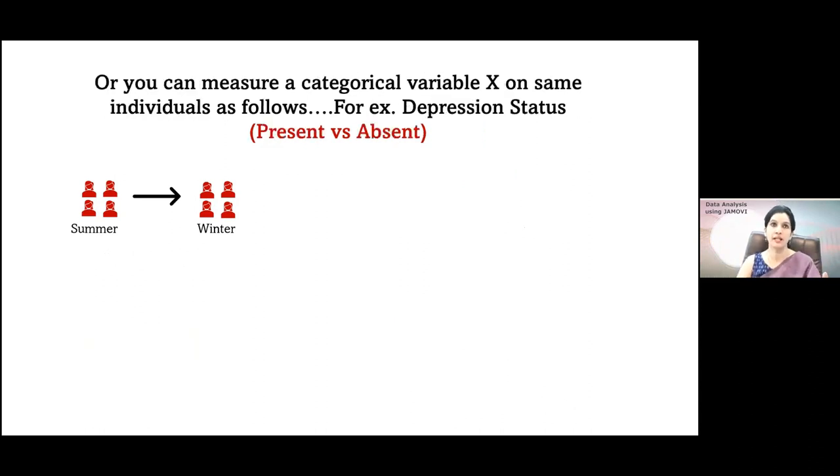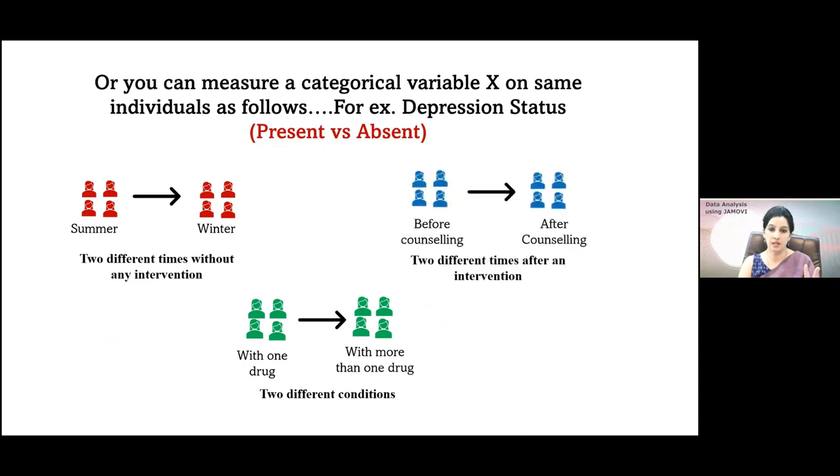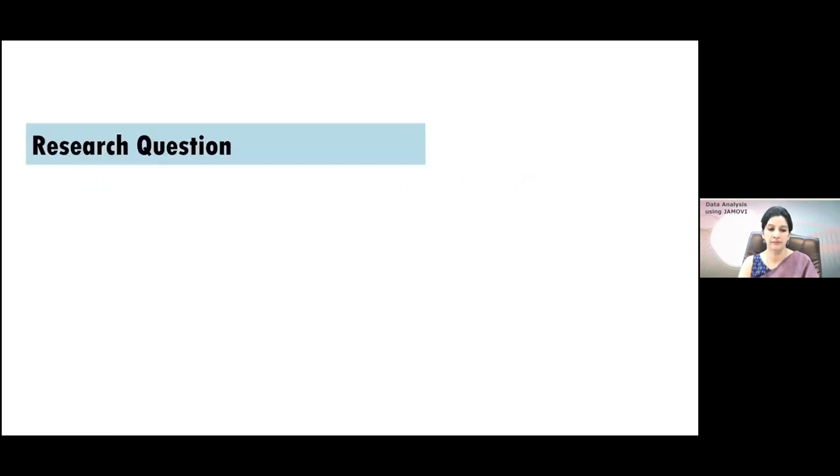Or you can measure a categorical variable, maybe like depression status, at two different time points, without any intervention, with one drug and with more than one drug, or before counseling and after counseling. So this is the study design which is applicable for the McNemar test.